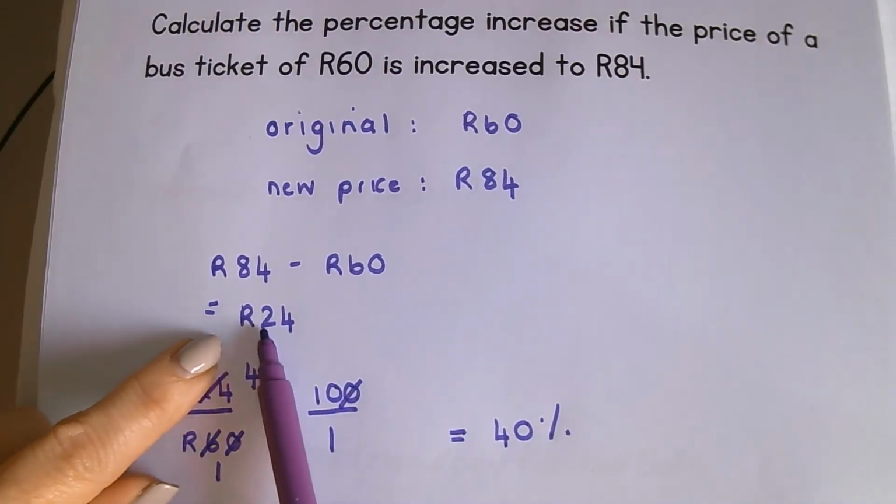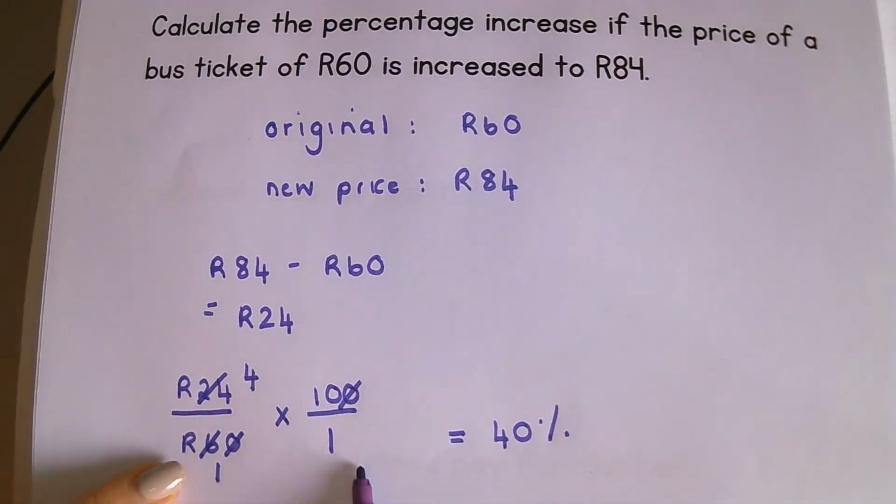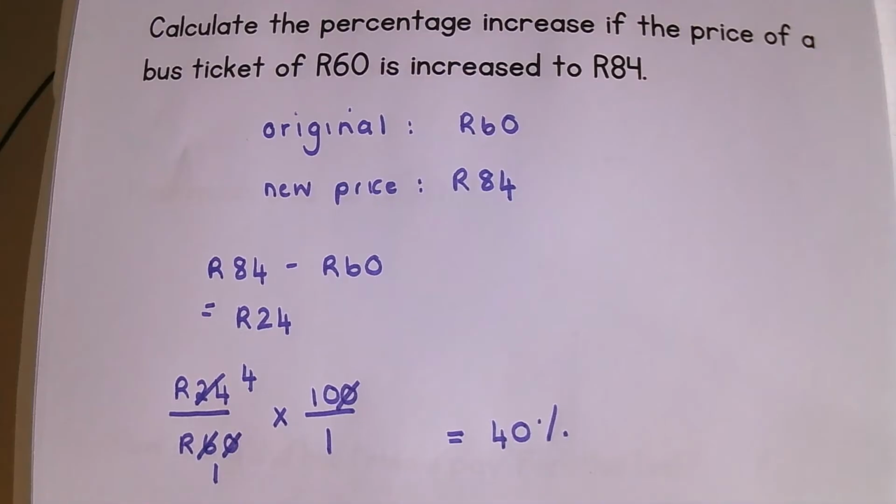We took that number and put it over the original amount, times by 100 over 1 to get your percentage. We simplified where we could to make it easier to work with, times top with top, bottom with bottom, and we get 40%.